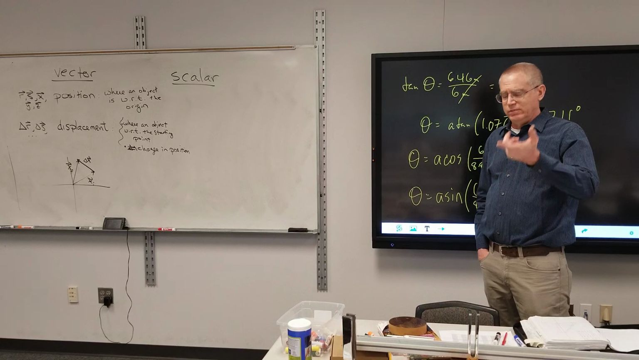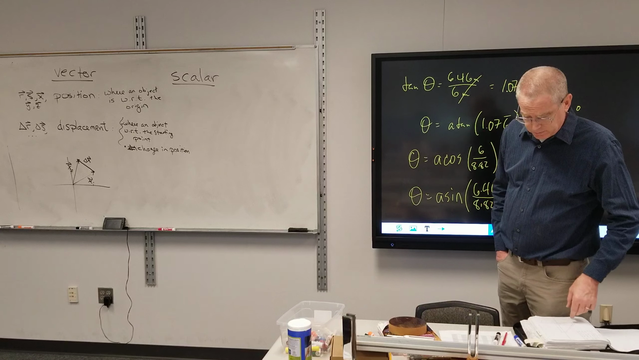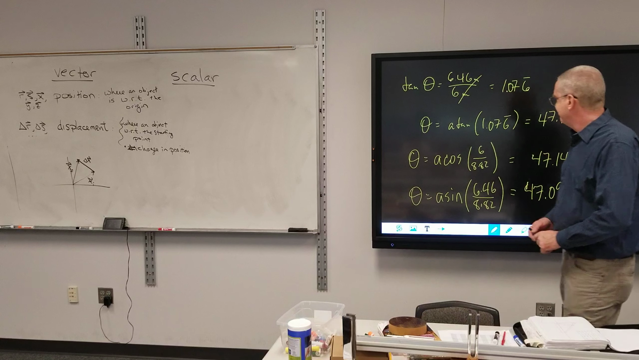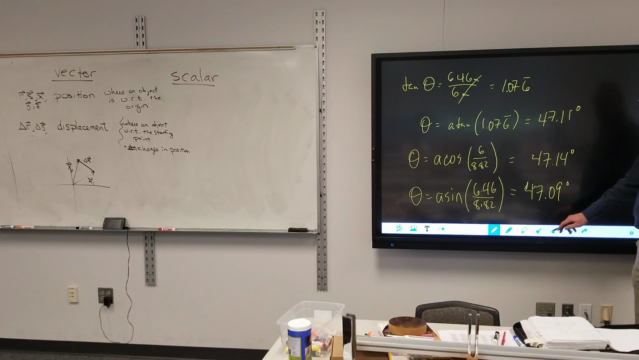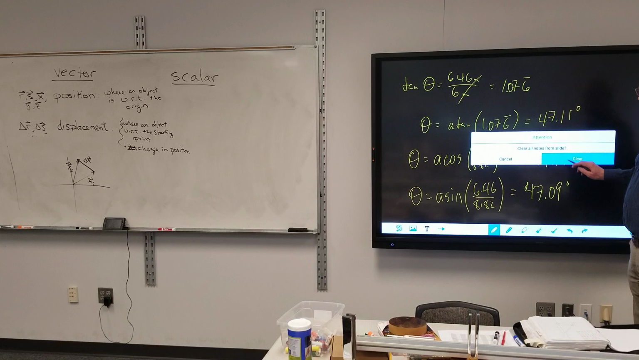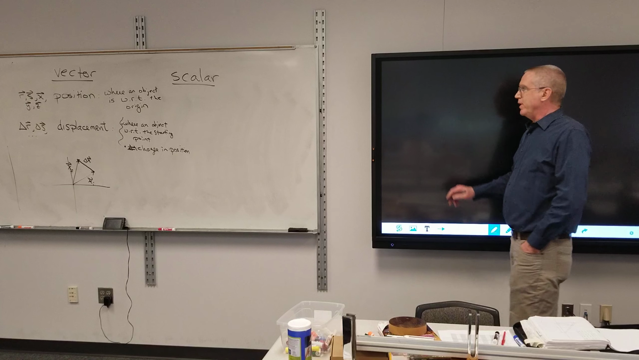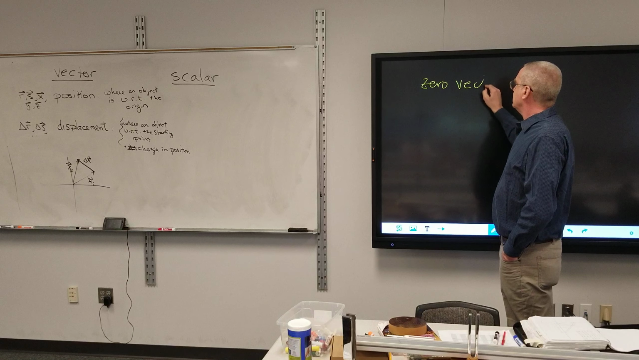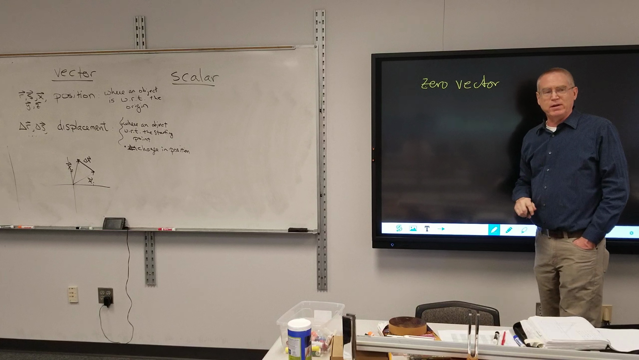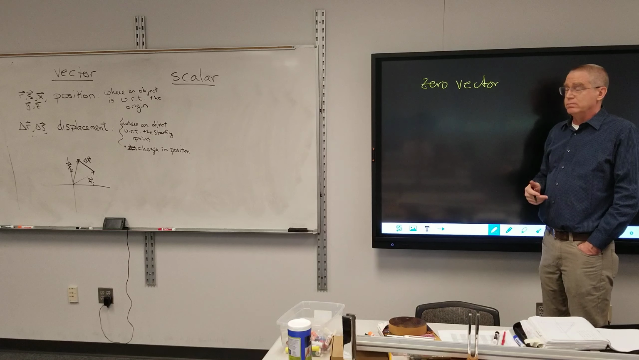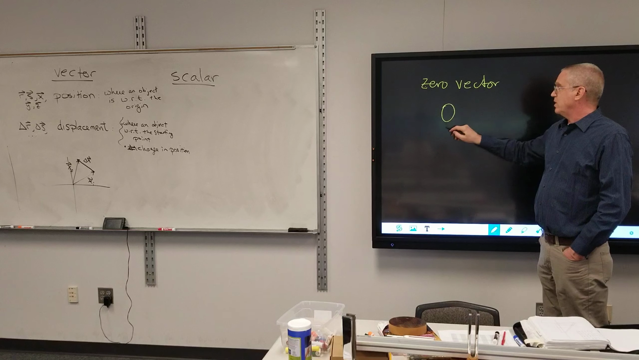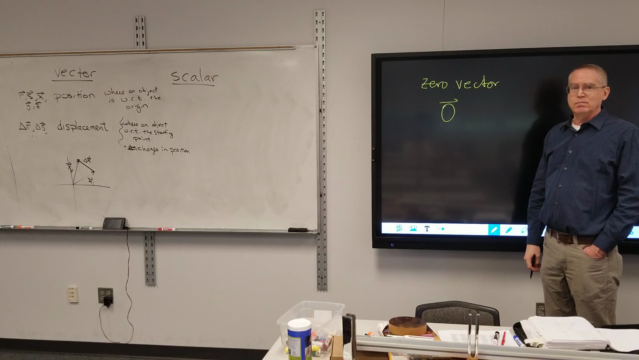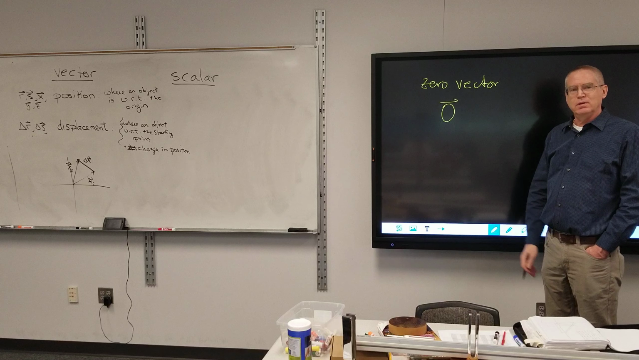Because it's a vector. Velocity is a vector. That's the next one we're going to do, or that's coming up soon. What do we do about that? There's something known as a 0 vector. A 0 vector has a magnitude of 0. Yep. It is written as a 0 with a vector symbol over it. And the direction is whatever you want it to be.